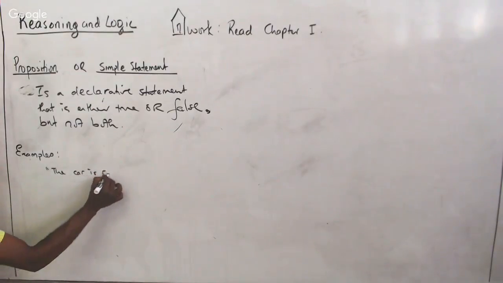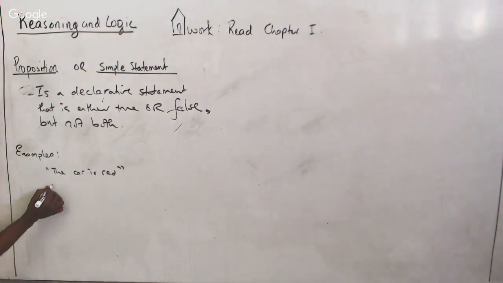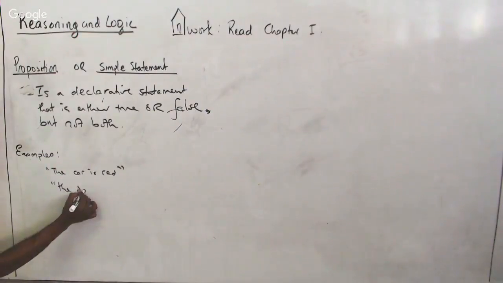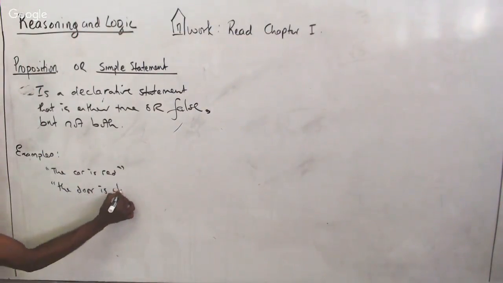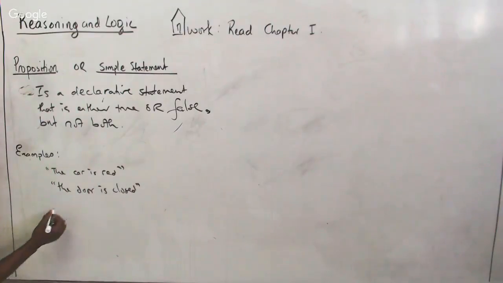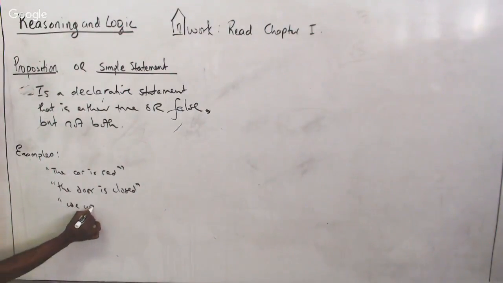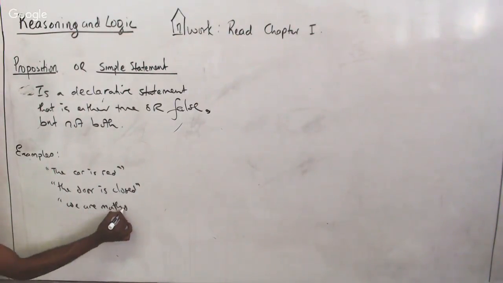The car is red. The door is closed. We are in maths class. These are all propositions.